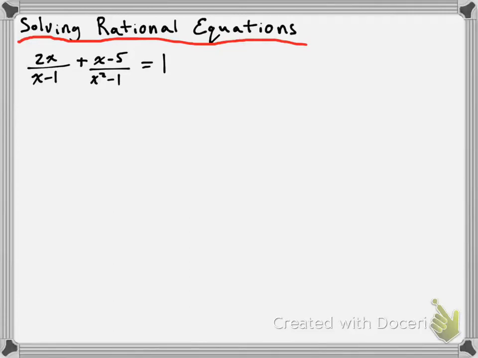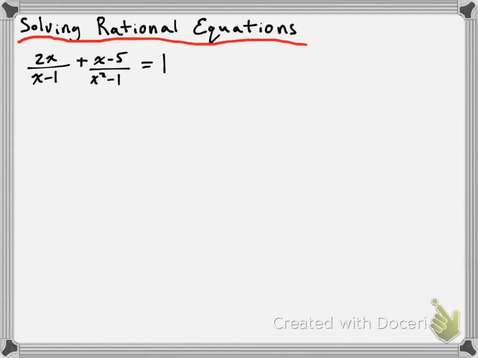Hey everyone, so in this video I'm going to go through an example of how to solve a rational equation. So that's what we have here. We've got a rational equation, and we can tell that it's a rational equation because we have at least one rational expression that appears in it. So step one is going to be to move everything to the same side of the equal sign.